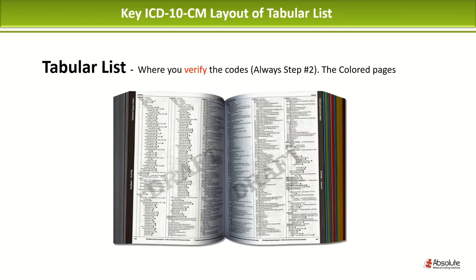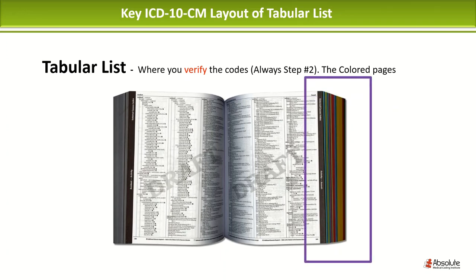Remember, coders, in part 1 when I showed you the color pages? Yes, these color pages inside that purple box. This represents the tabular list. This is where you will verify the code once you find it in the index. And very, very important, coders, remember, there are guidelines in your tabular list. So the tabular list is important.